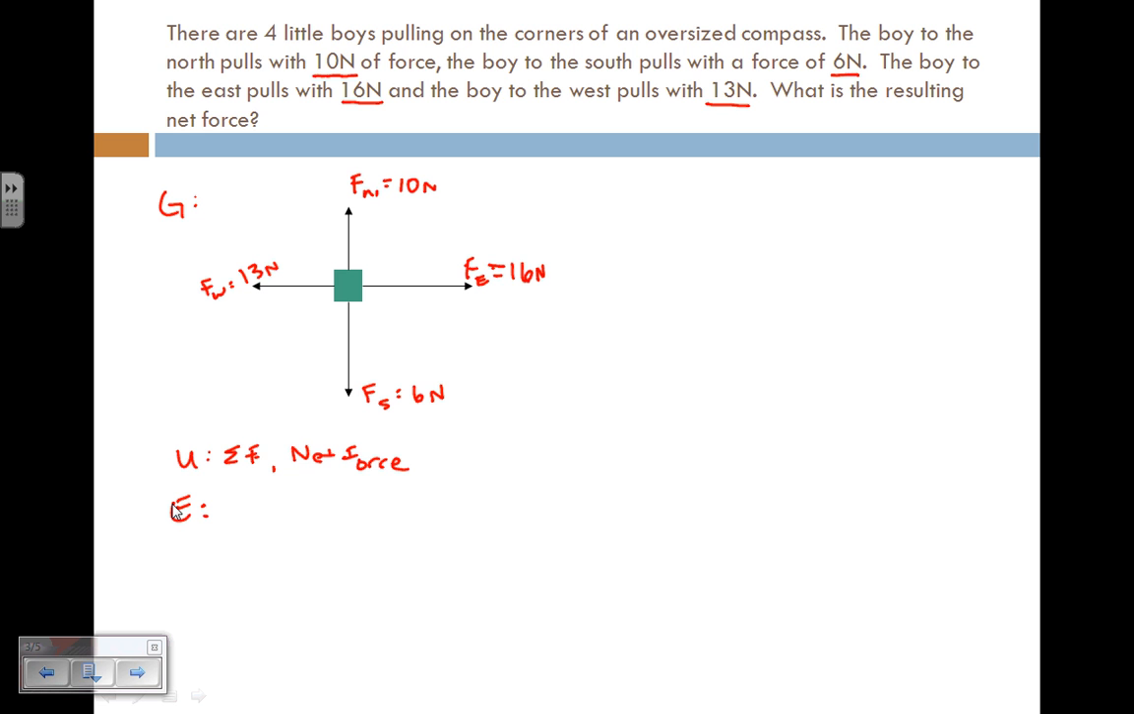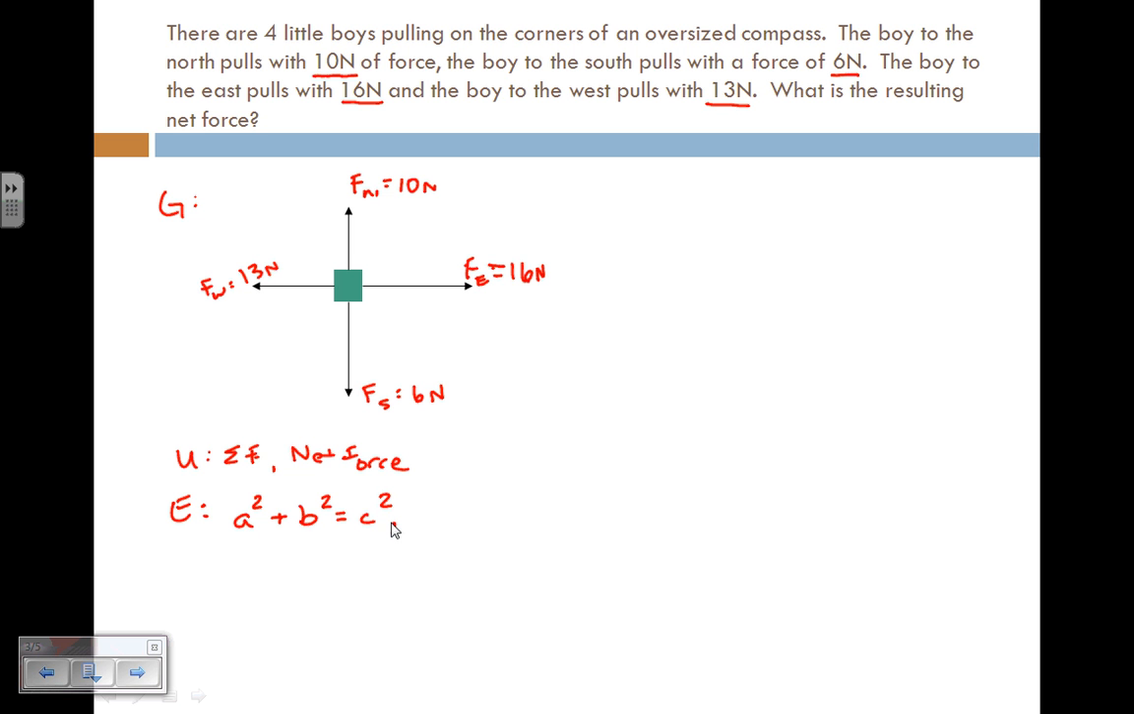For the equations that we're going to use for net force, I just explained that when you have unbalanced forces in two dimensions, we'll be using the Pythagorean theorem. So we'll go ahead and write that in: a squared plus b squared is equal to c squared.